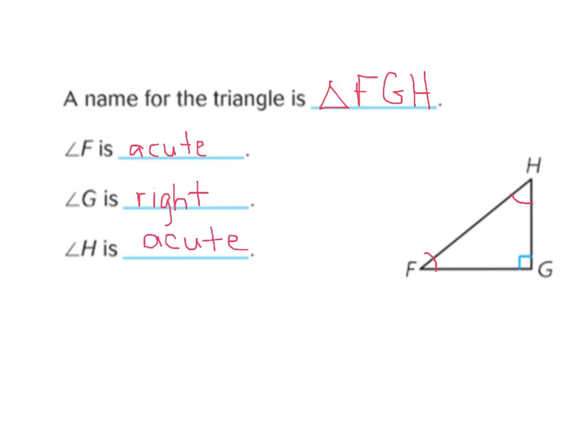Now, based on the notes that we've taken so far, I know that if a triangle has at least one right angle, I know right away that that is called a right triangle. So this triangle, called FGH, is a right triangle. And you probably knew that just by glancing at the triangle. You probably knew right away.